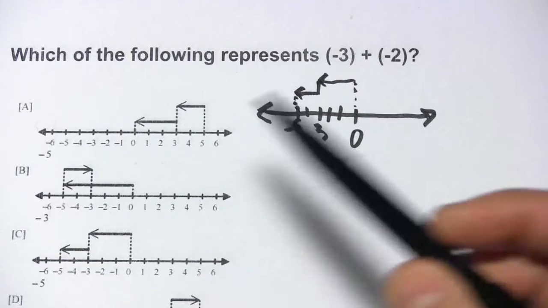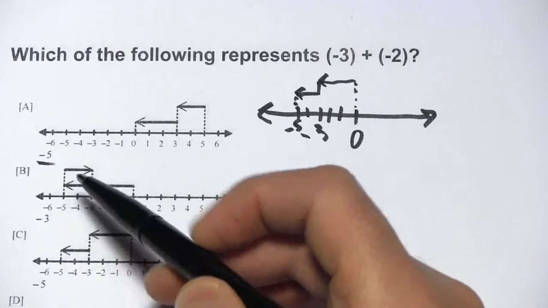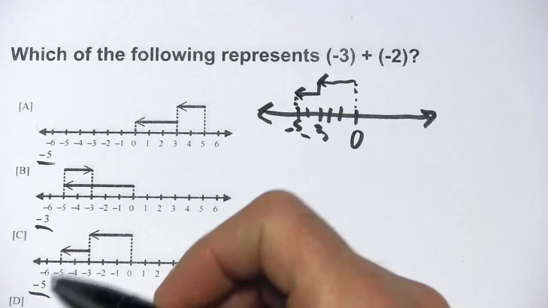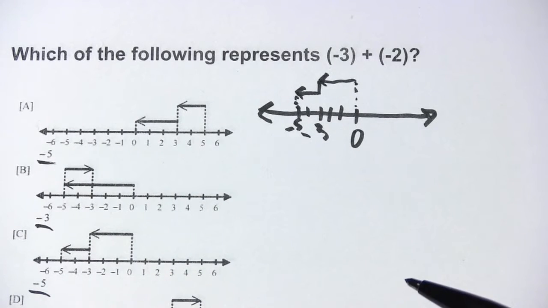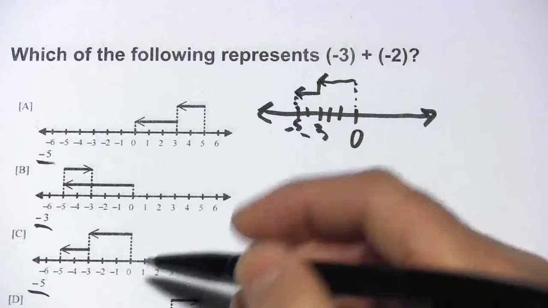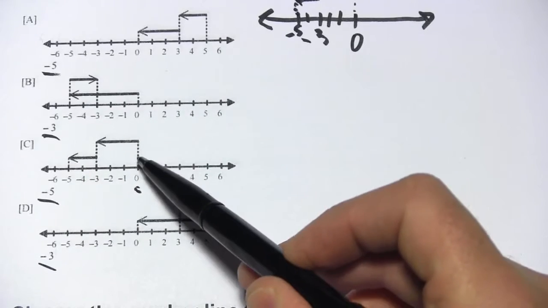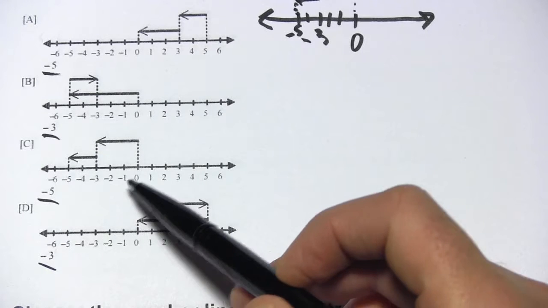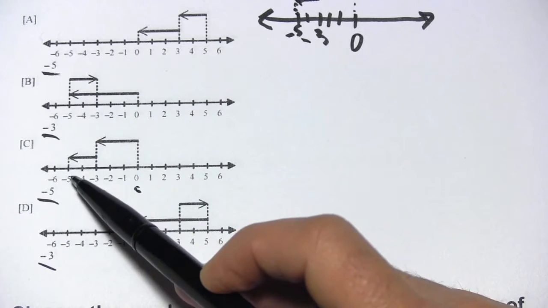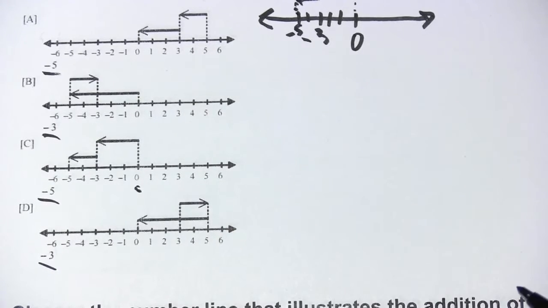And here, a couple of things are going on. They do give you the answer here. Only 2 of these ended up at -5, which is the correct answer. And only one of those 2 actually starts at 0. So this is the one right here that represents -3 plus a -2.